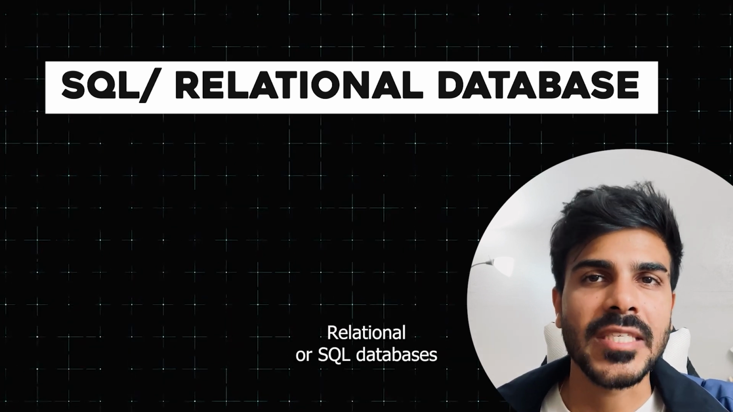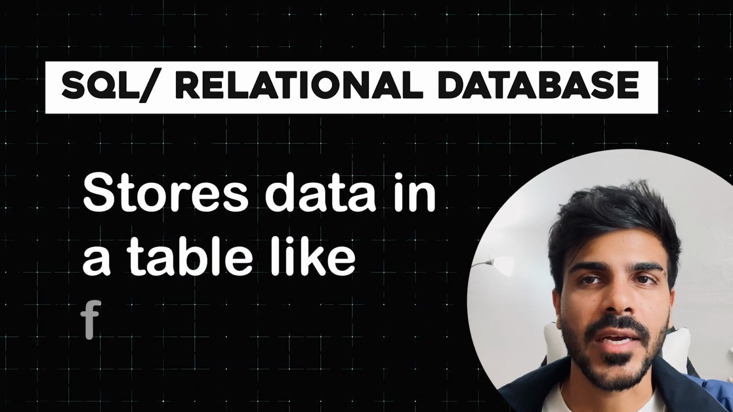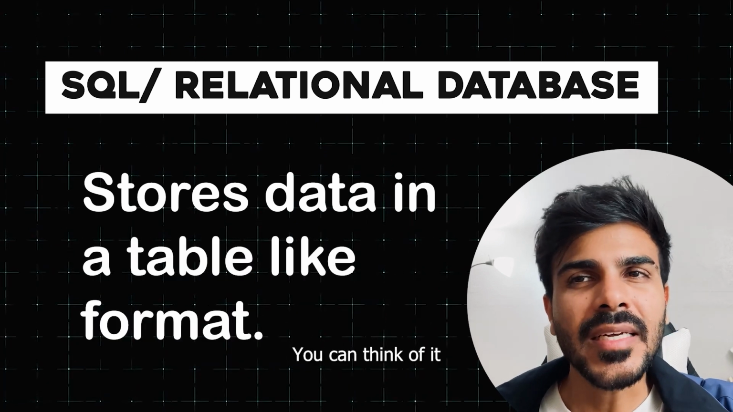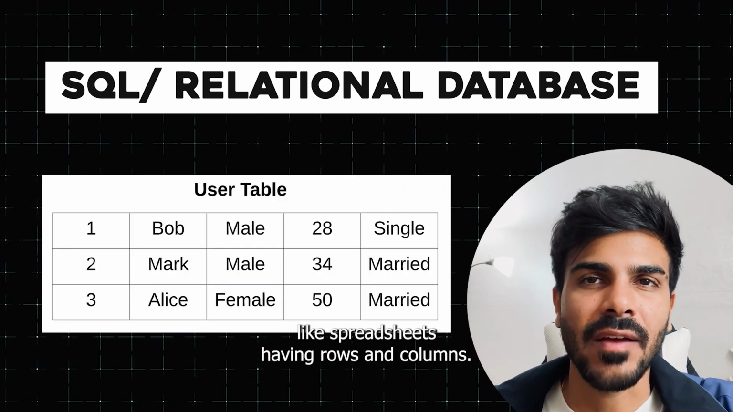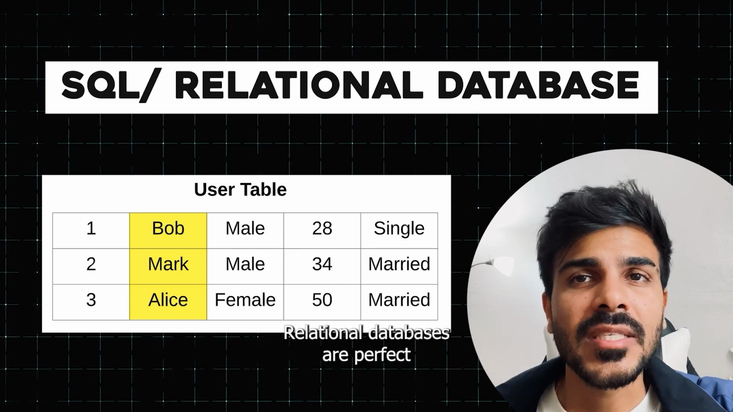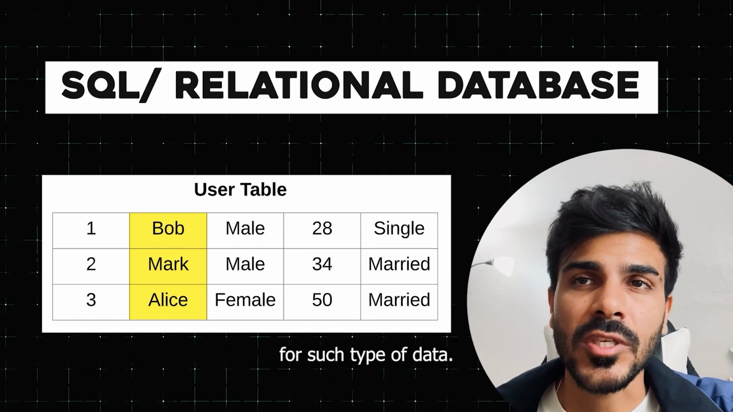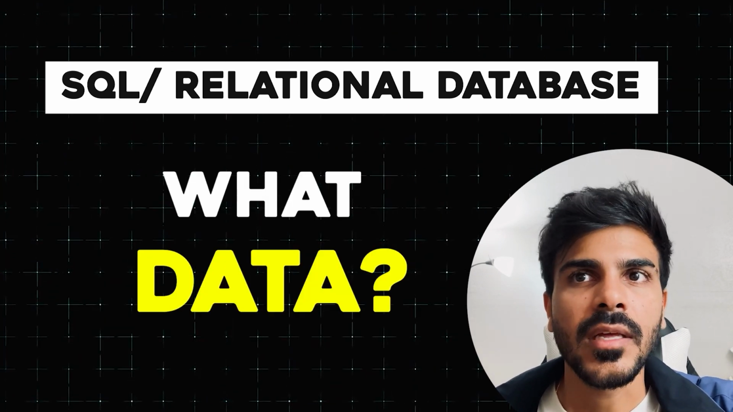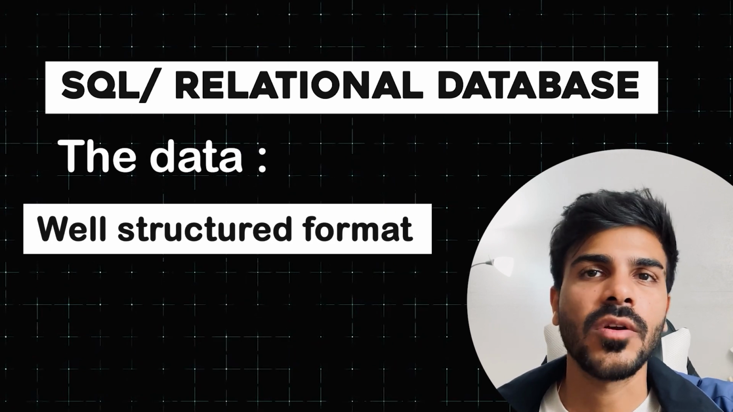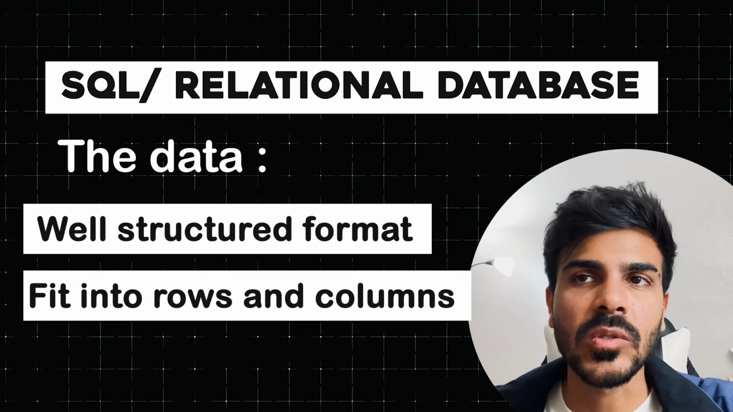Relational or SQL databases store the data in a table-like format. You can think of it like spreadsheets, having rows and columns. Relational databases are perfect for such type of data. What data? The data that has a well-structured format that can easily fit into the rows and columns.